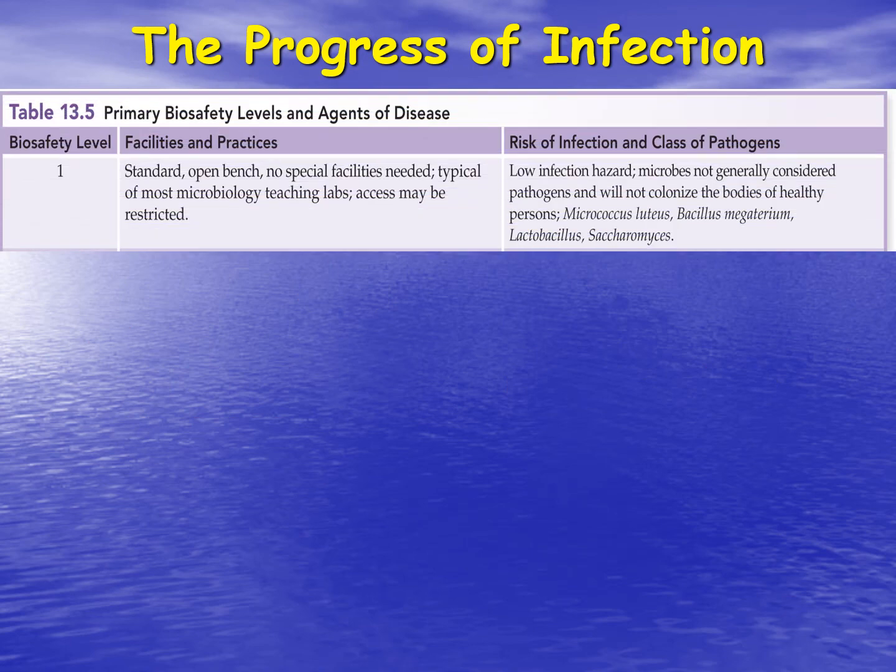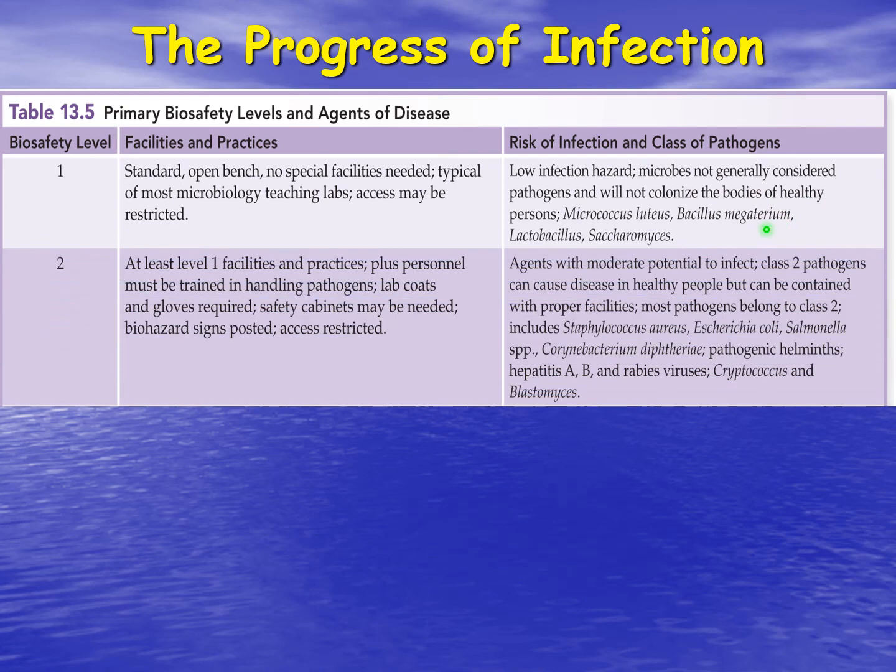A biosafety level 1 lab is a standard laboratory with an open bench. There are no special facilities and no PPE, personal protective equipment, is required. Typically here we're working with agents that have low infection hazards. Most of the time these microbes are not generally considered pathogens and typically would not colonize the body of healthy individuals. A level 2 lab has the personal protective equipment.